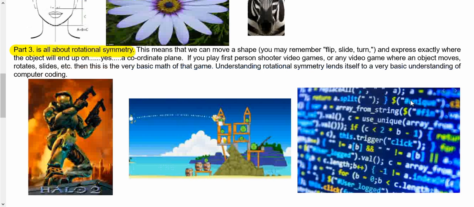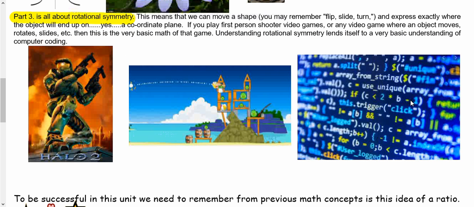And part 3 is all about rotational symmetry. This means that we can move a shape, like you may remember, flip, slide, and turn from grade 6, and express exactly where the object will end up on the coordinate plane. If you play first-person shooter games or any video games where an object moves, rotates, slides, then this is a very basic math of that game. Understanding rotational symmetry lends itself to a very basic understanding of computer coding.